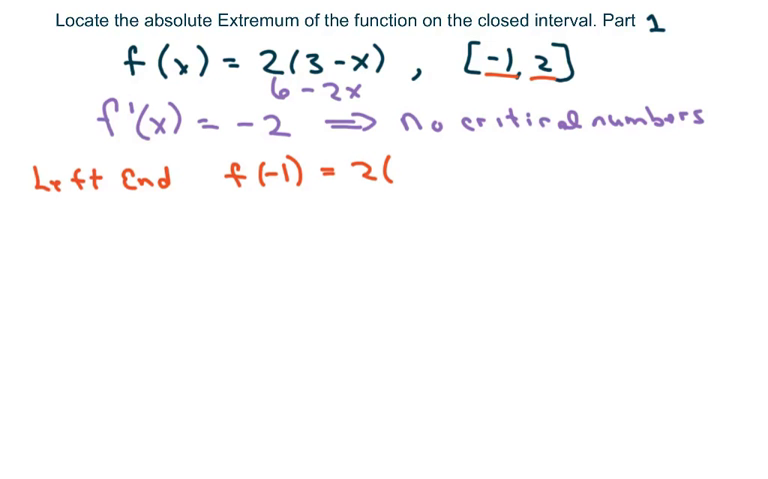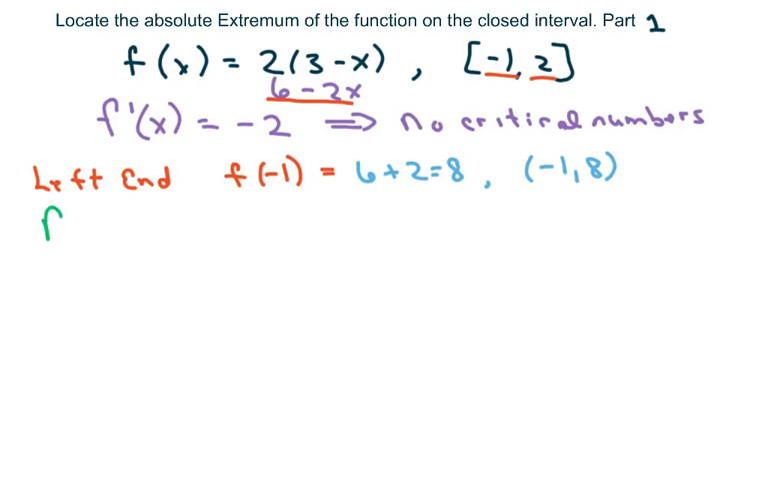let's see, where are we? Or I can just plug it into this one instead. So it's a little easier. So that's going to be 6 plus 2, which equals 8. So the left endpoint is going to be negative 1 comma 8.